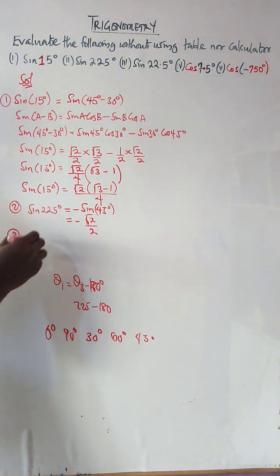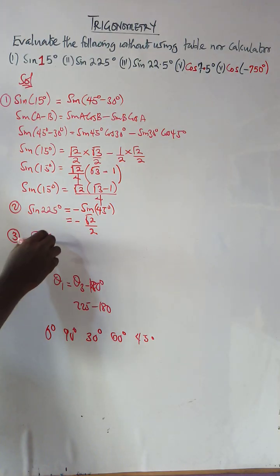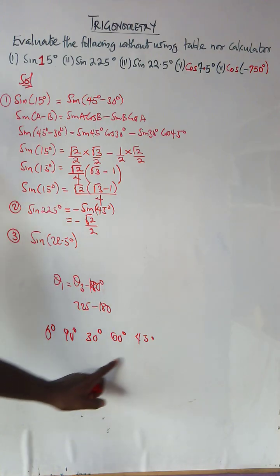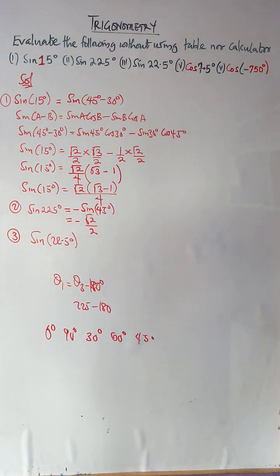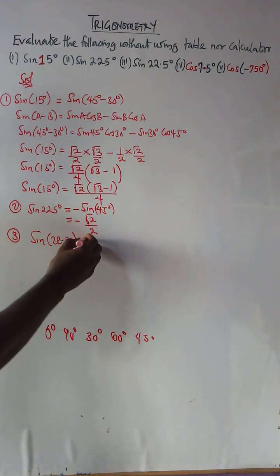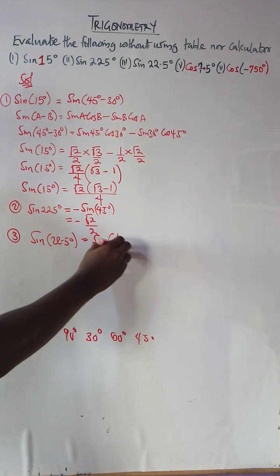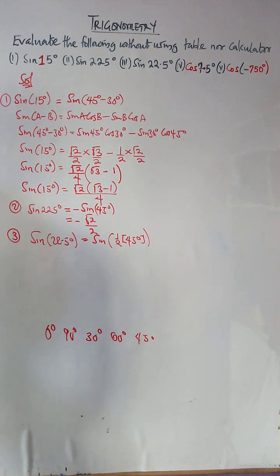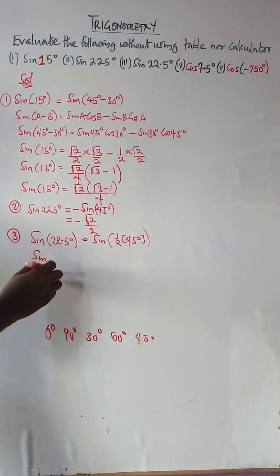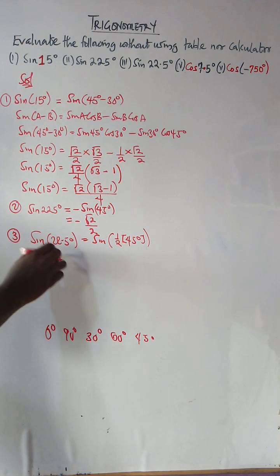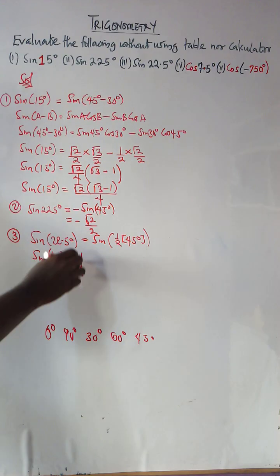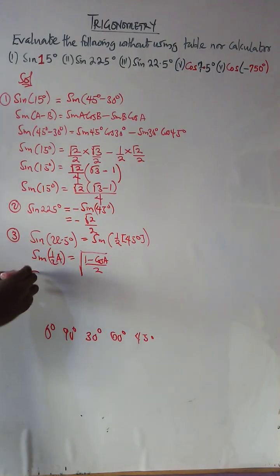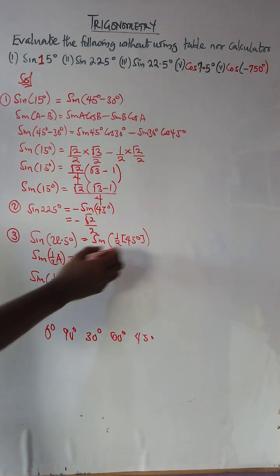For question 3, sine 22.5. So how can we get 22.5? Definitely it is the half of what? 45 degrees. So we can write this as sine of half of 45 degrees. So this is a half angle. So the question is, what is the formula for sine of half of A? The answer is the square root of 1 minus cos A over 2. So what is A now? 45.